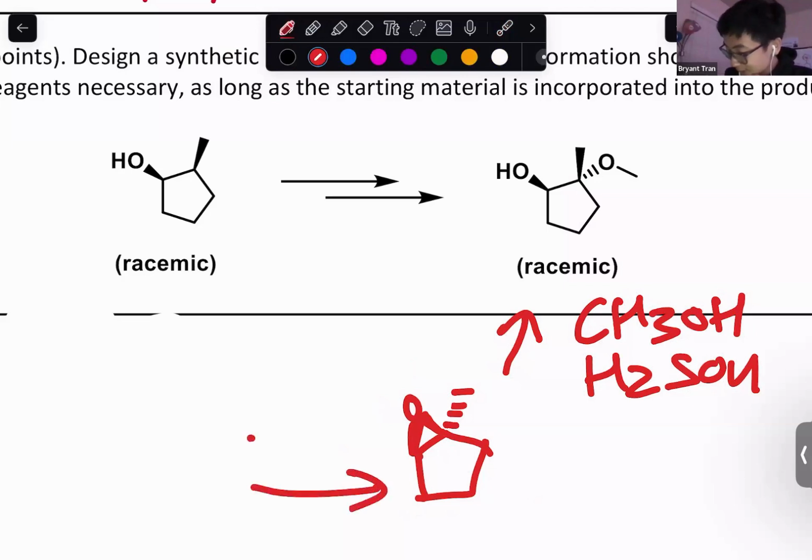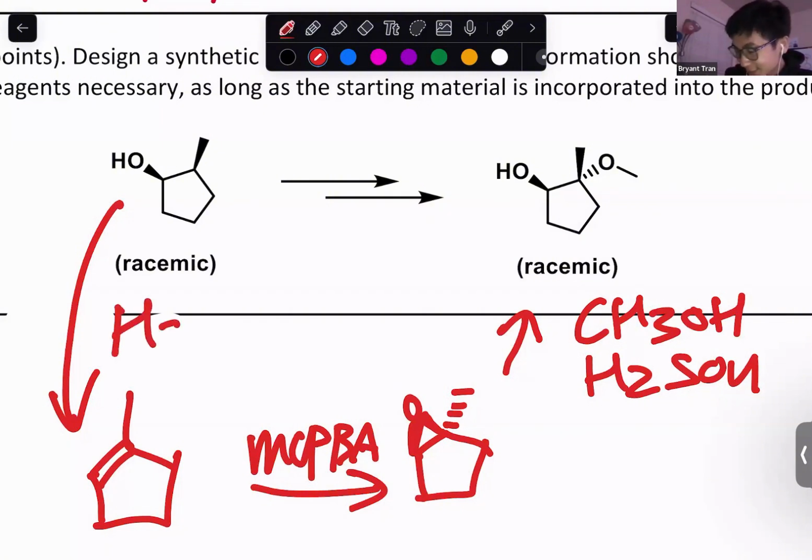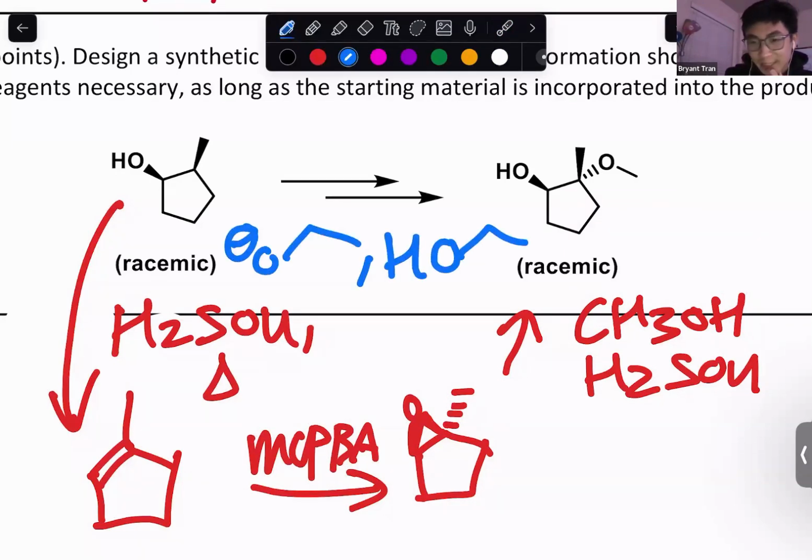So let's go backwards a bit more. MCPBA, creating this alkene right there, like that. Okay. Now, what reaction can make that alkene from this alcohol? Alcohol dehydration with H2SO4 and heat. Why can't we use E2 with a small base like ethoxide? Why can't we do that to make that alkene?